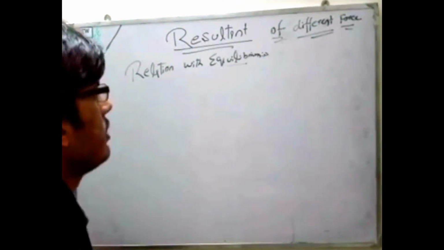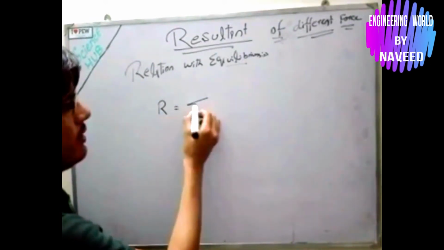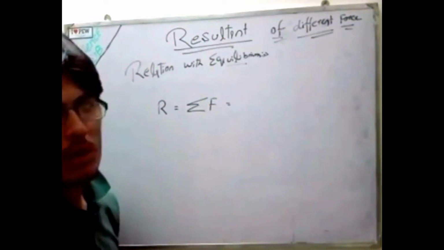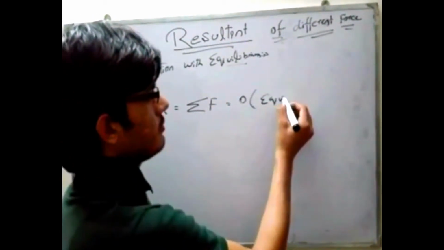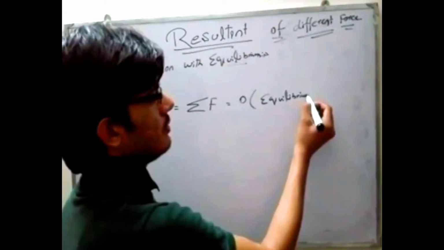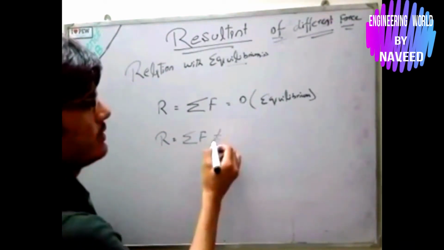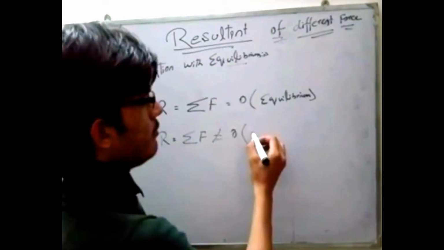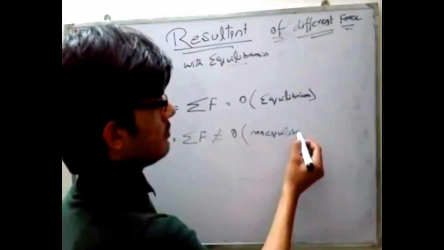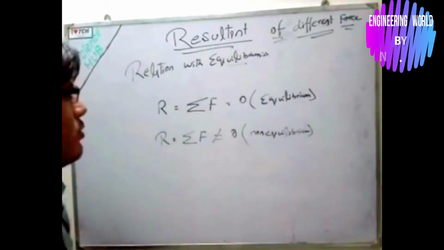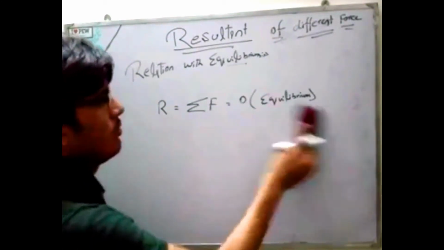Now we discuss the relation of the resultant of different forces with equilibrium. We know that the resultant is equal to the sum of all the forces, and if the sum of all the forces is equal to 0, then that body will be in equilibrium. While if the sum of all the forces is not equal to 0, then that body will be in non-equilibrium. So this is all about the relation of the resultant of different forces with equilibrium.